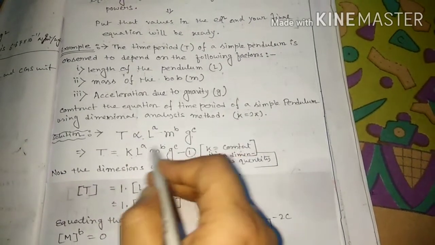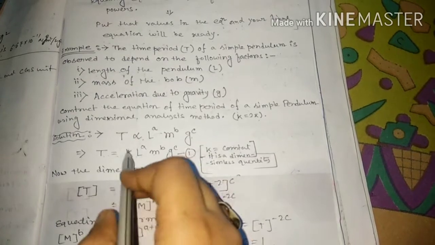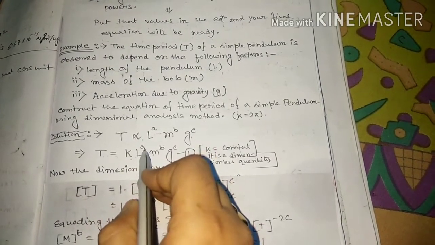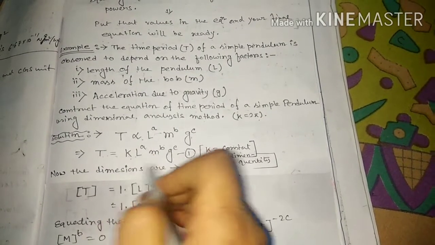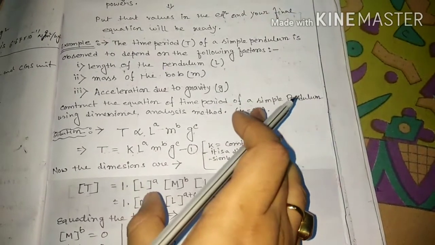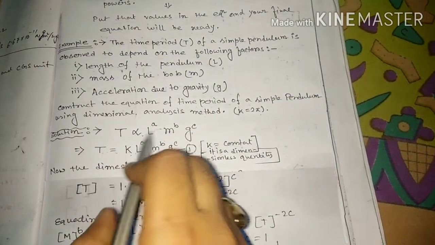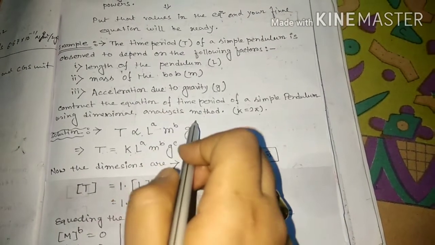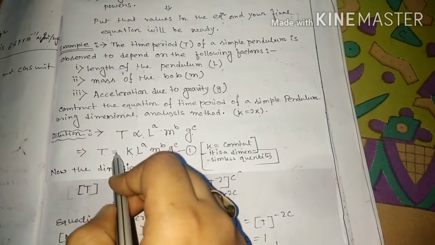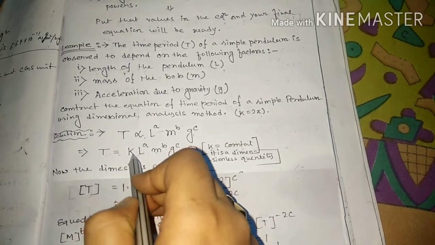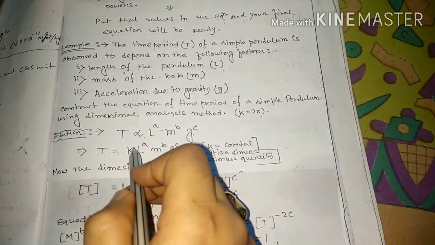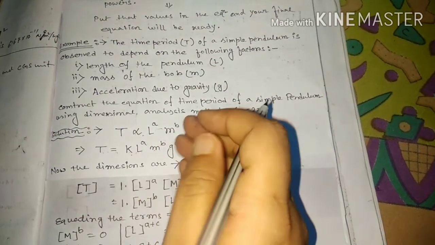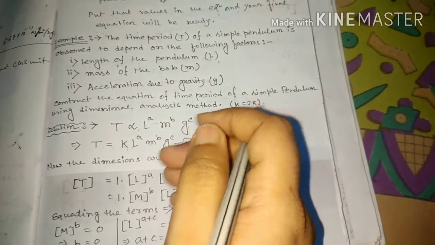Give this an equation number. This is the main equation. Wherever we put the values of a, b and c, we get the final equation. Understand? So first of all we write with a proportionality sign whatever information is given, take some powers, then with an equal sign multiply with a constant term. This k is a constant, a dimensionless quantity, that means its value is 1.